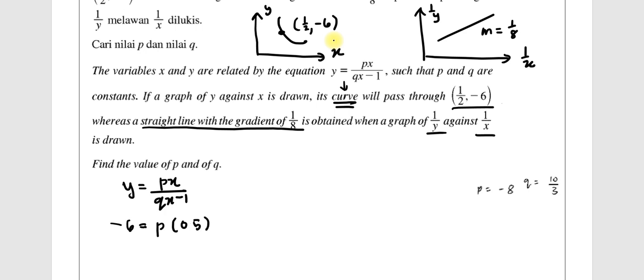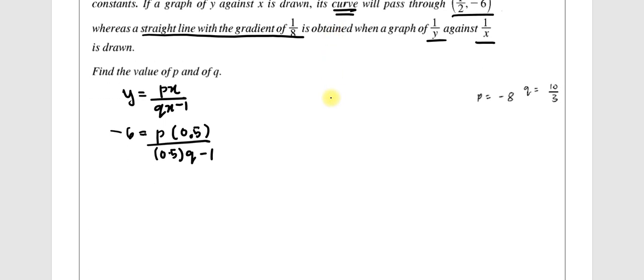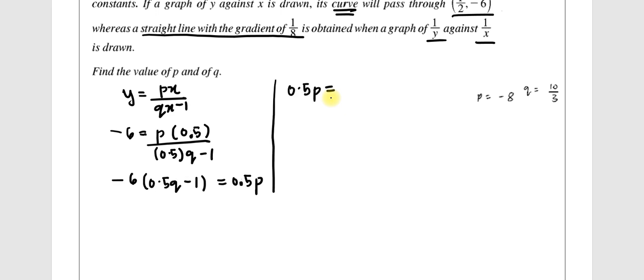Let me put 0.5 for the x, for simplicity. Alright, so let's simplify this equation. -6 multiply 0.5q minus 1 is equals to 0.5p. So 0.5p is equals to -6 times 0.5 is -3q, negative positive 6.